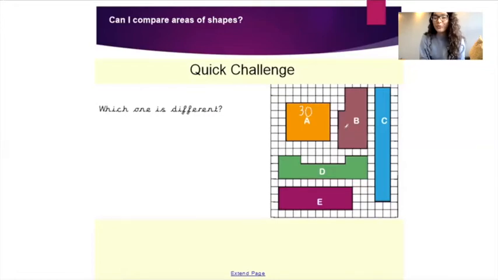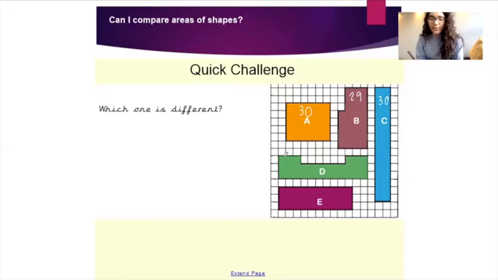Let's move on to B. What is the area of B? Remember to count the squares. Now, if you calculated the area of this to be 29, you are correct. Next, let's work out the area of C. Let's count the squares. Now, if you calculated 30, you are correct. What about the area of D?